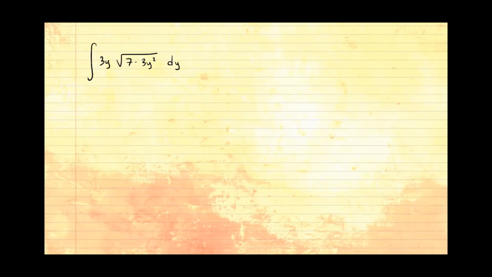Now you have to be clever in this because whatever you select U to be, some version of the derivative has to appear in the integral. So what do you guys think? 7 minus 3y squared. Yes, I'm going to pick that because then I can rewrite the integral as the square root of U and some variation. So only the inside of that radical will be our U. Let U be 7 minus 3y squared. That means the derivative of U will be negative 6y dy.